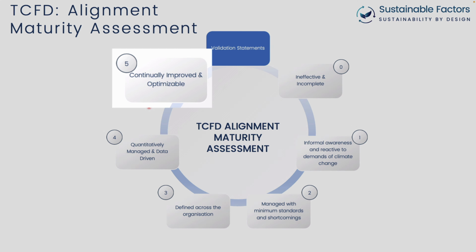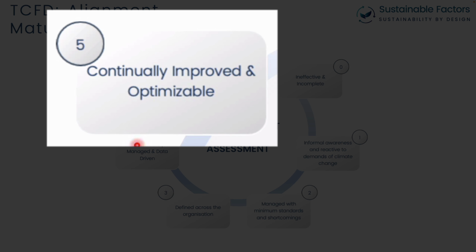Then you have level 5 maturity, which is where you confirm against a statement that tells me you are continually improving against a particular requirement. The key outcome here is that you are enabled to optimize your position against the dynamic nature of materiality.